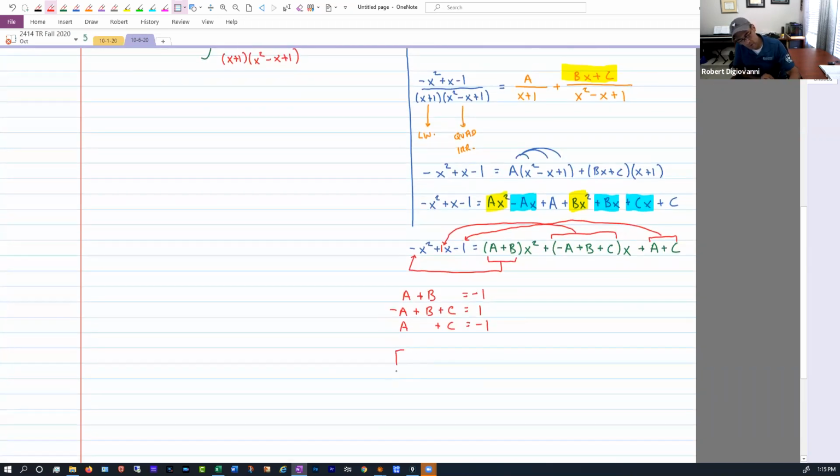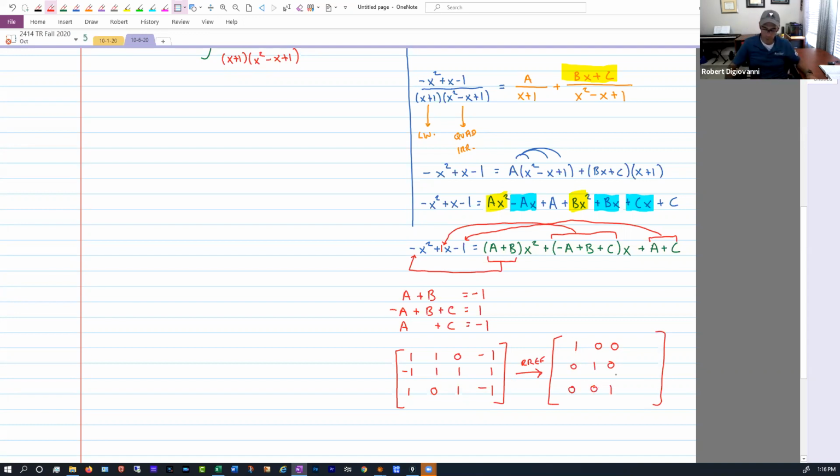I convert that over to a matrix: 1, 1, 0, negative 1, negative 1, 1, 1, 1, and then 1, 0, 1, negative 1. And then I do RREF on my calculator. And my calculator should spit out 1, 0, 0, then a number, then 0, 1, 0, and a number, and then 0, 0, 1, and a number. Anybody have those yet?